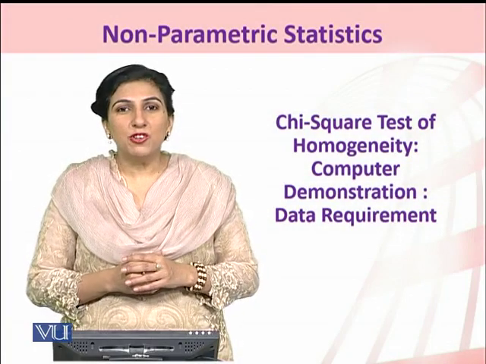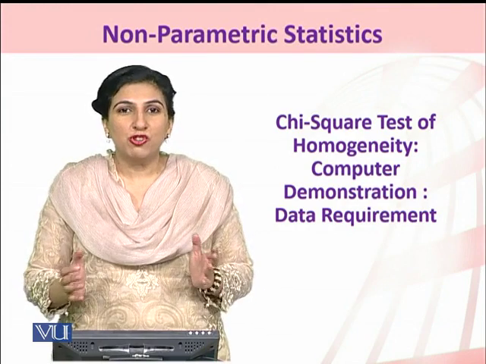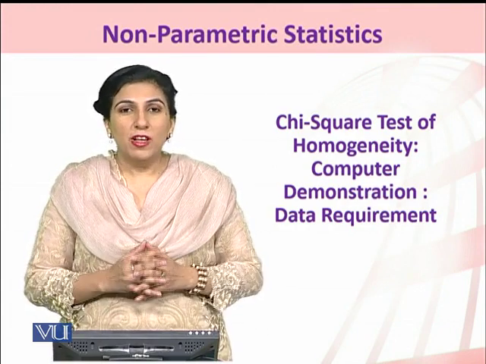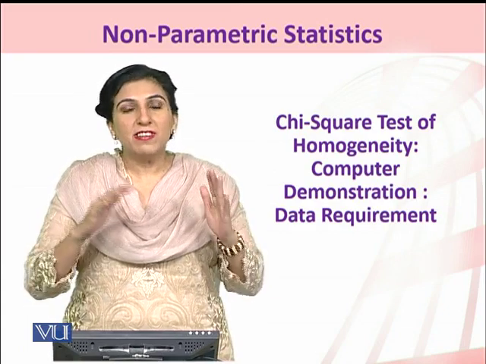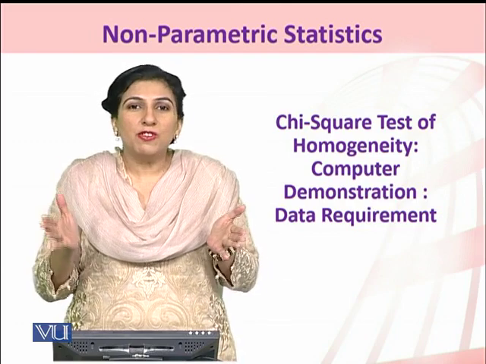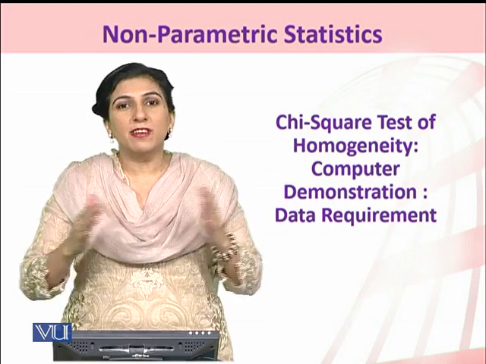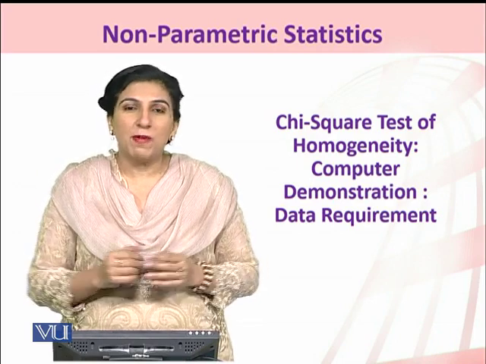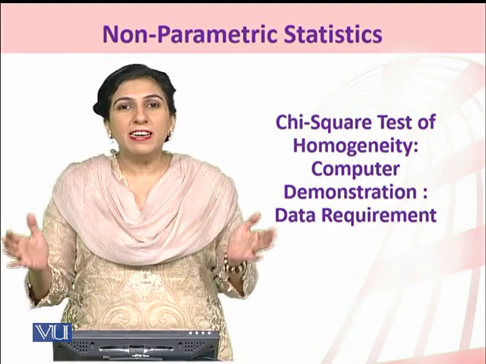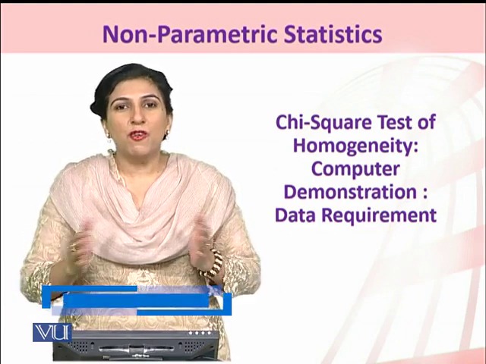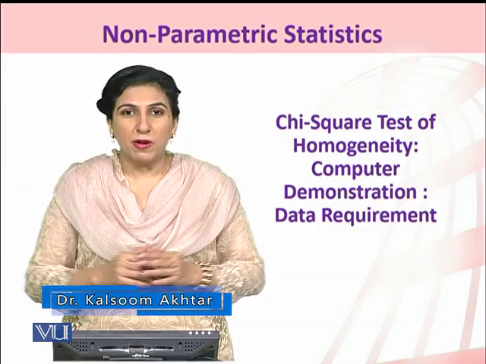Chi-square test of homogeneity is used to test the equality of proportions within a row. Whenever we need to test that within a row, there are certain proportions and we need to see whether those proportions are equal or different from each other, then we apply this chi-square test of homogeneity. We have already discussed how to perform the chi-square test of homogeneity on a certain problem.